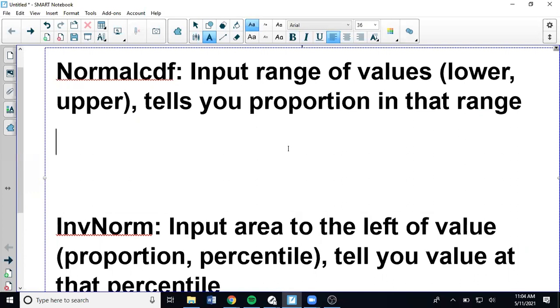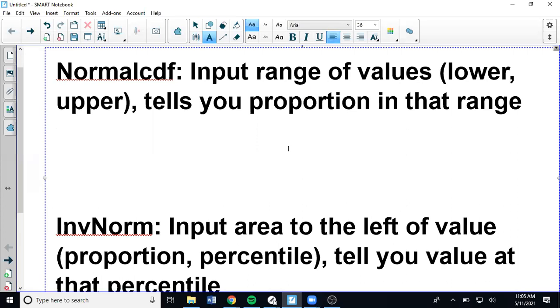All right. Let's say I have a distribution of test scores, and I want to know what percent of people scored at least 20 on the test. Is that going to be normal CDF or inverse norm? It's going to be normal CDF because we know the values, at least 20. So we're going to put 20 as my lower and a really high number as my upper. The question was what percent? So it tells you the proportion in that range.